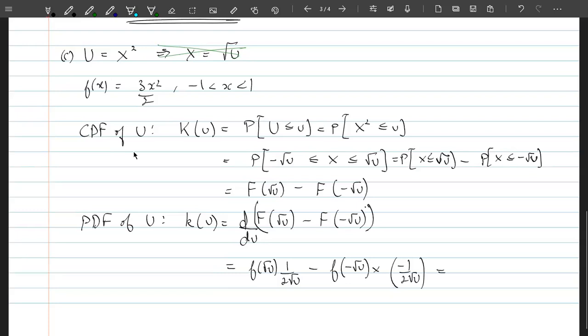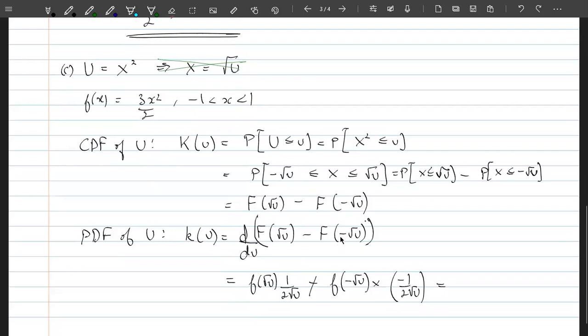Now you can see this minus cancels out. So actually you get 2 times the first term, because the okay, not exactly, because this is there, right? So let me write that first. You get, sorry, you get 1 upon 2 root u times f of square root of u plus f of minus square root of u.